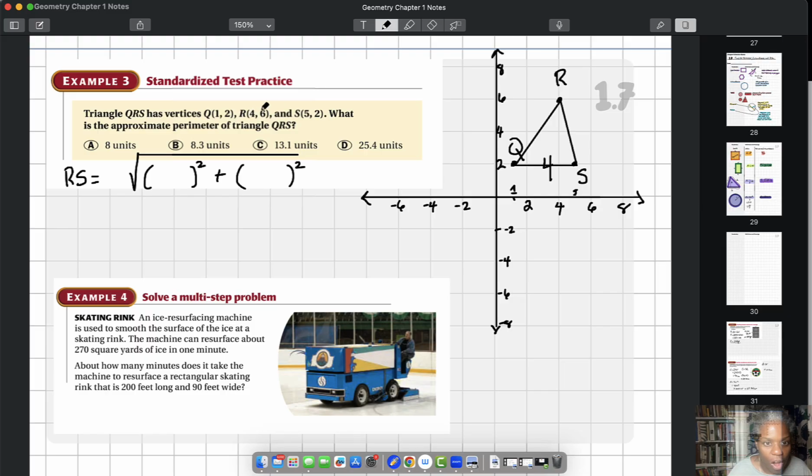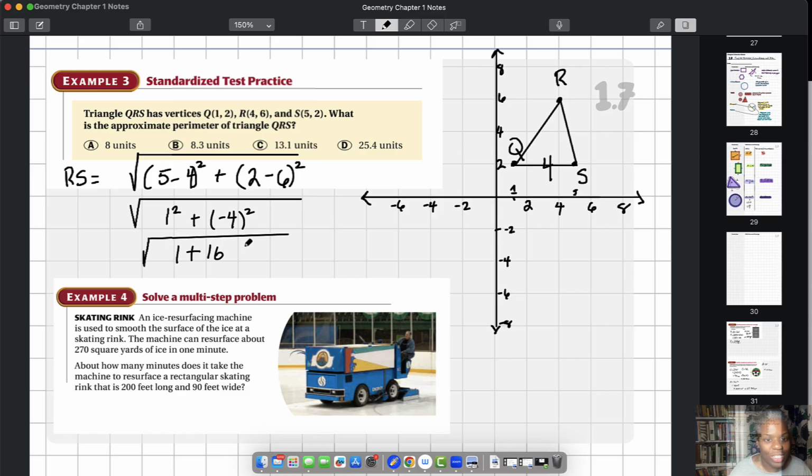So we're dealing with R and S, and I'm going to call this x sub 1, y sub 1, x sub 2, y sub 2. So this is 5 minus 4, and then 2 minus 6. We're going to take that and square it. We end up with the square root of 1 squared plus negative 4 squared, which is then going to lead us to the square root of 1 plus 16, which is the square root of 17. So that's our value for RS.